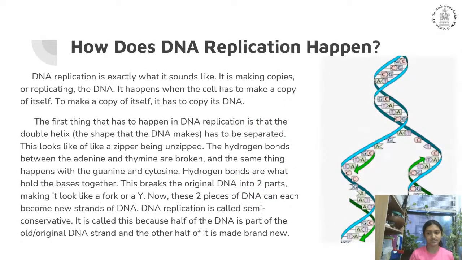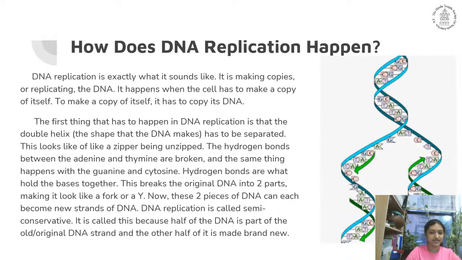How does DNA replication happen? The DNA replication is exactly what it sounds like. It is making copies, or replicating, the DNA. It happens when the cell has to make a copy of itself. To make a copy of itself, it has to copy its DNA.